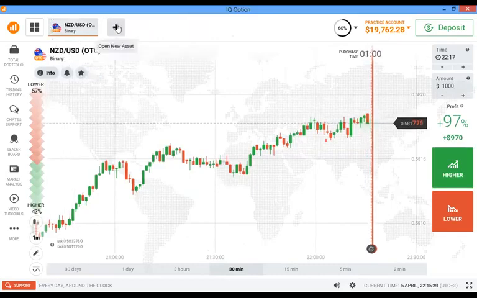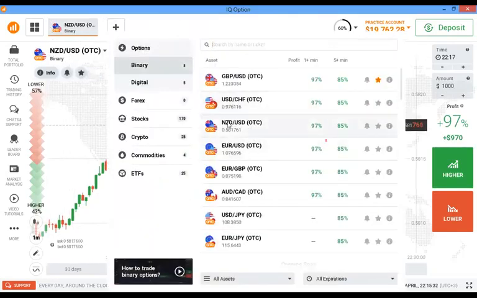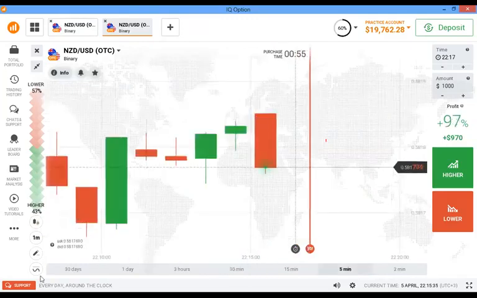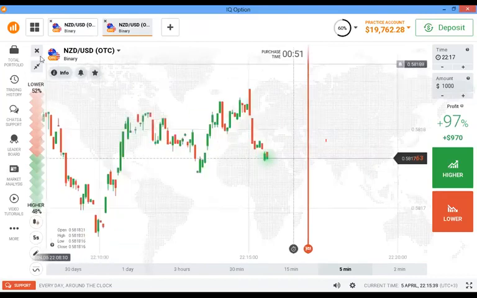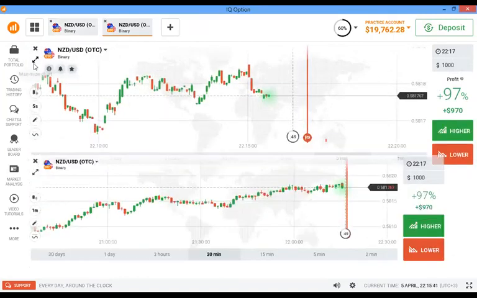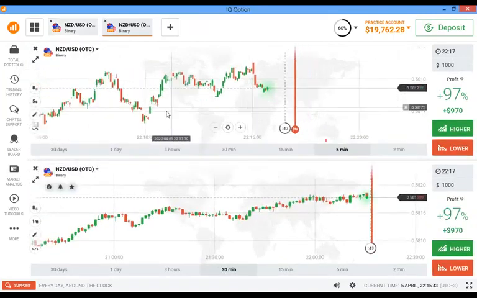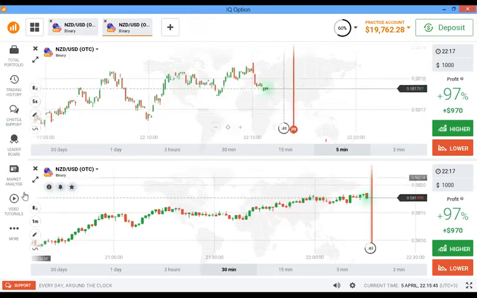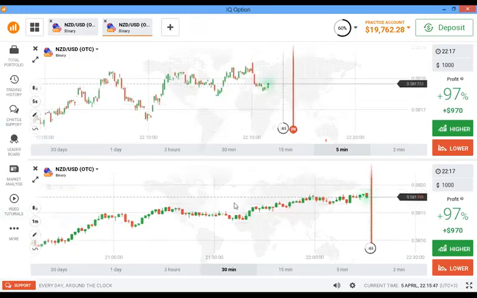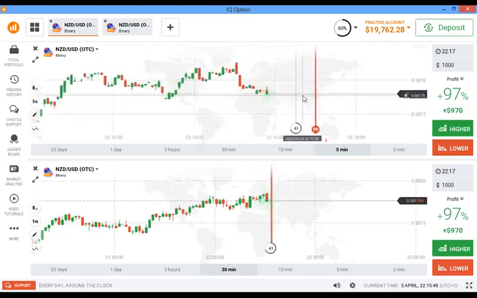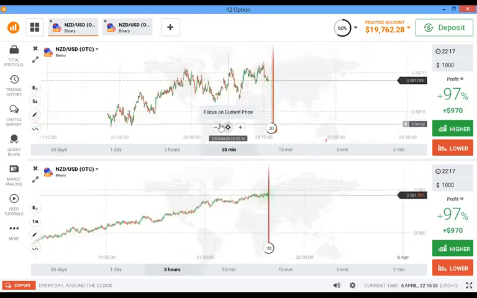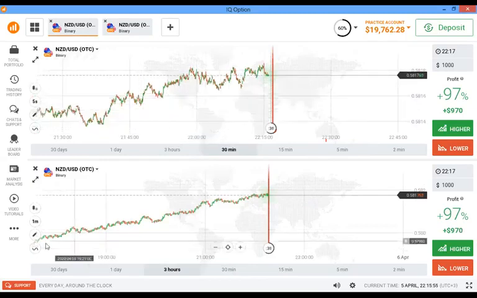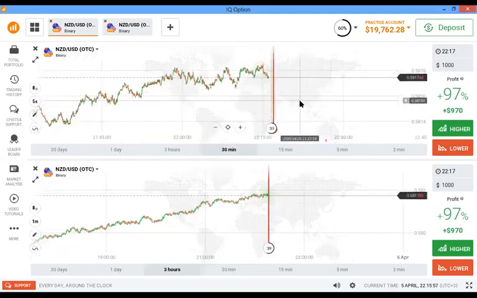This is NZUSD, so I want to change it to NZUSD of 5 seconds. This is 5 seconds, and this is 1 minute. You can see both the 5 seconds and 1 minute have the same trend. Uptrend here, uptrend here.